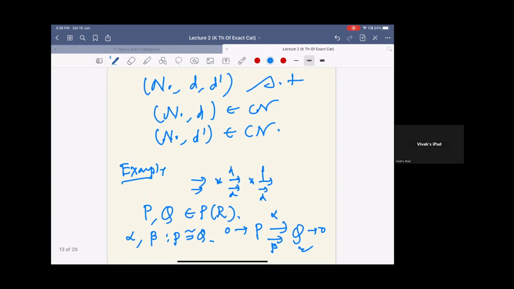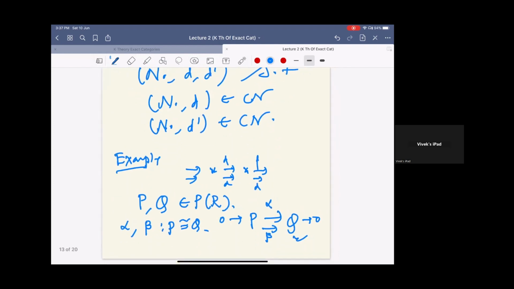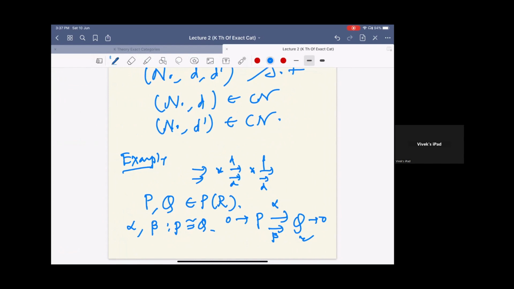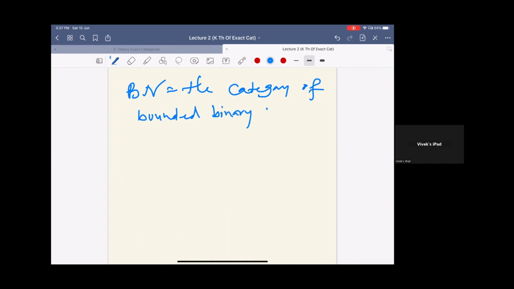And of course I'm assuming the chain complexes are bounded, because (N, d, d') is in C(N). In fact, a morphism between two binary complexes is again a chain map, a chain map which commutes with both differentials in a natural way, correct? So now we have the category B(N), the category of bounded binary complexes in N.